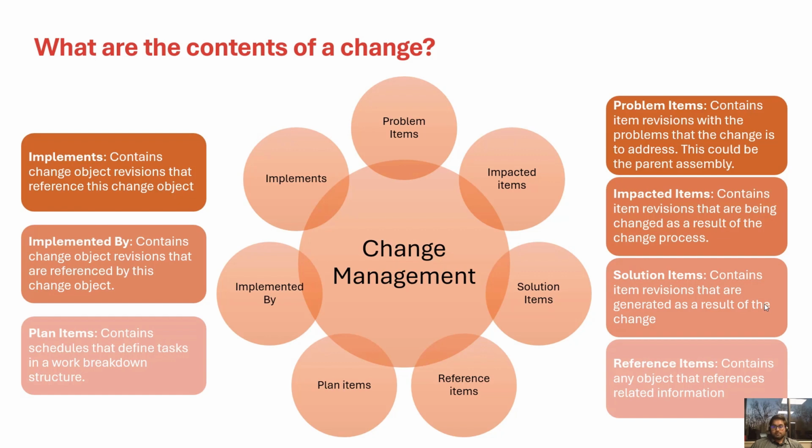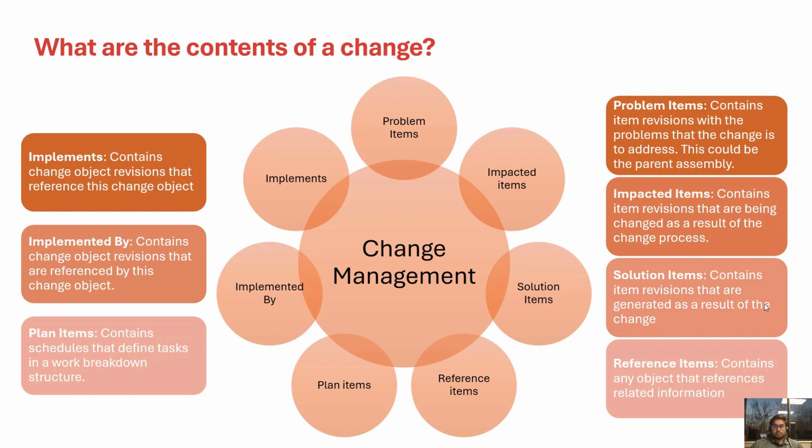So, the problem items. These are the items that contain item revisions with the problem that the change will address. This could be the parent assembly, or a subassembly, or a specific part. Then we have the impacted items. This contains item revisions that are being changed as a result of the change process. Then we have the solution items. This contains the item revisions that are generated as a result of this change. For example, a new part is added to the new revision of the parent assembly. That new part will be the solution item.